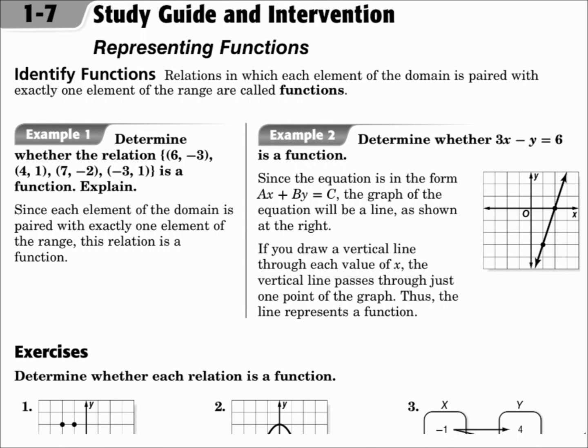This is Lesson 1.7, Functions. Your objectives are to determine whether a relation is a function and to find function values. Relations in which each element of the domain is paired with exactly one element of the range are called functions.